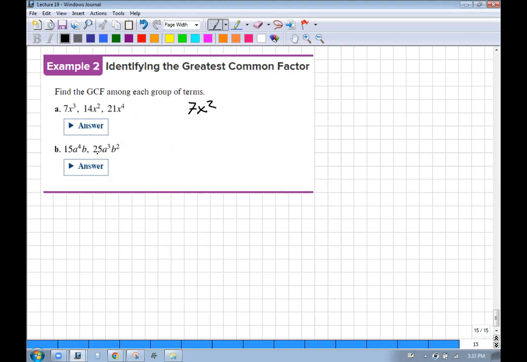Here you have a 15 and a 25. The biggest number that you can divide out of both of these would be a 5. You can't get a 10 or 15 or anything else. 5 is the biggest number that'll divide into both of those. Now look at your a's. The most a's you can get is a cubed, because you can't pull an a to the fourth out of there, right? So your lowest power is the most that you can pull out of them. And then the b's, you only have one b. You can't get more than one b out of this one. So it's just 5a cubed b.